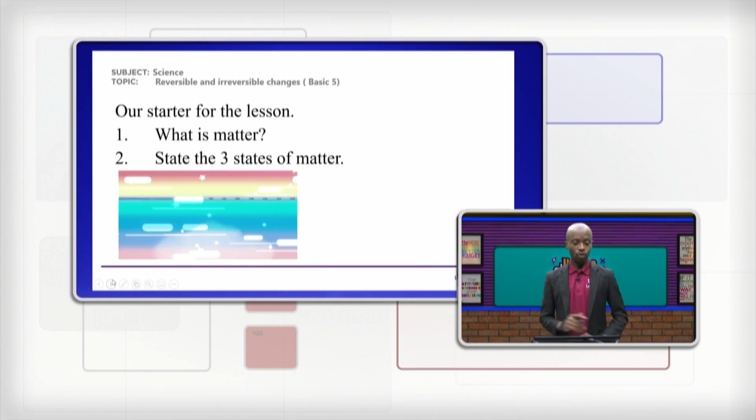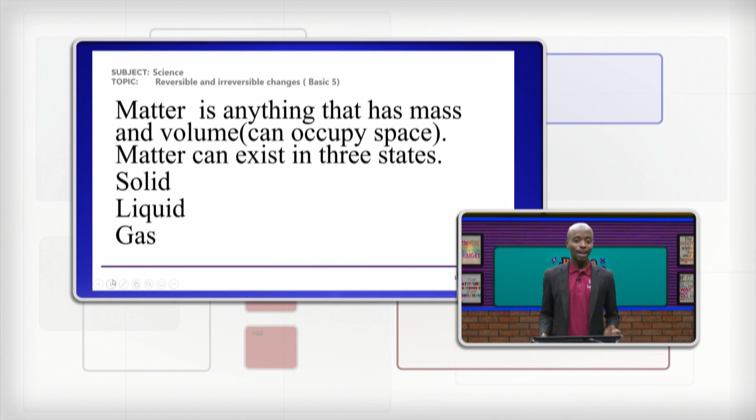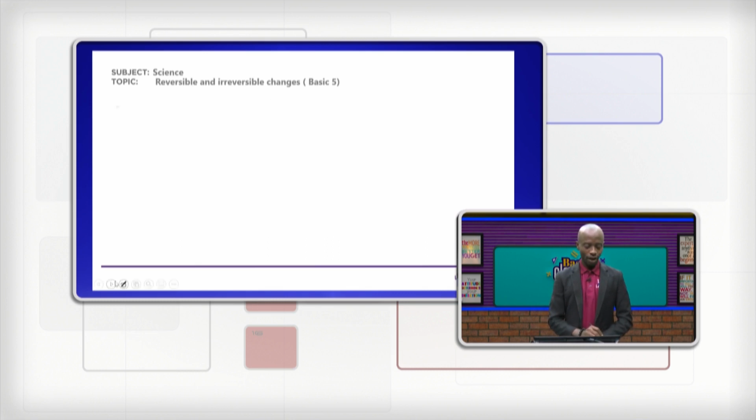Welcome back. So let's look at your answer for the starter. Matter, as you already know, is anything that has mass and volume. When we say volume, it means it can occupy space, anything at all. So as you are sitting down there, you are matter. All the things surrounding you are matter. And matter can exist in three states. You have solid, liquid, and gas.